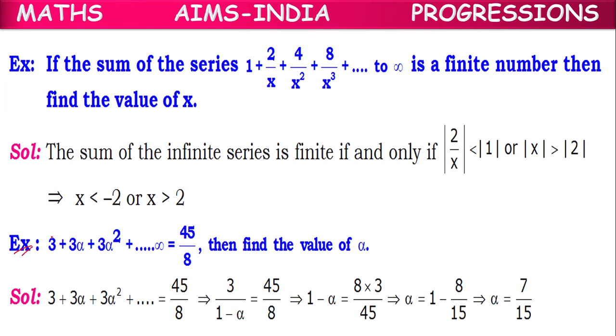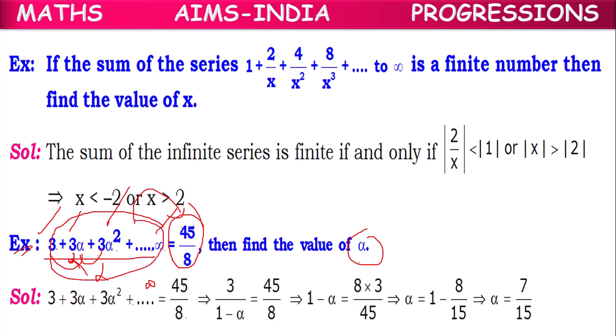Next example, children. 3 plus 3 alpha plus 3 alpha square plus up to infinity equals 45 by 8. That means the sum of infinite terms is 45 by 8. Then find the value of alpha. If you observe, 3 into alpha is 3 alpha, 3 alpha into alpha is 3 alpha square. The common ratio is the same, so this is an example of an infinite GP.